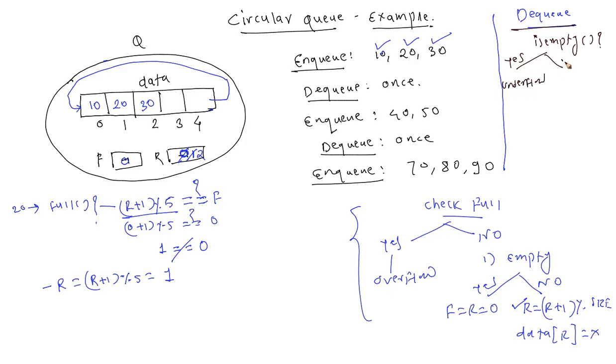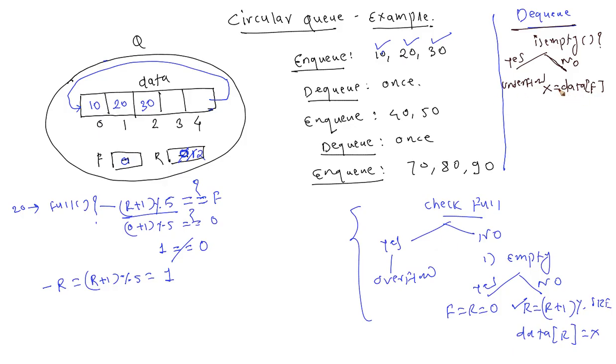If the answer is no, that means the queue is not empty. We can remove some element from the queue, right? When the queue is empty, we cannot remove. If the queue is not empty, that means we can remove an element, right? Now, the removing procedure is similar to the procedure which we saw for the linear queue. First, get an element from the queue in X, extract that element from the data array from location F. Whatever F is, remove an element from that location. In this case, F is 0, so get an element from the 0th location in the data array.